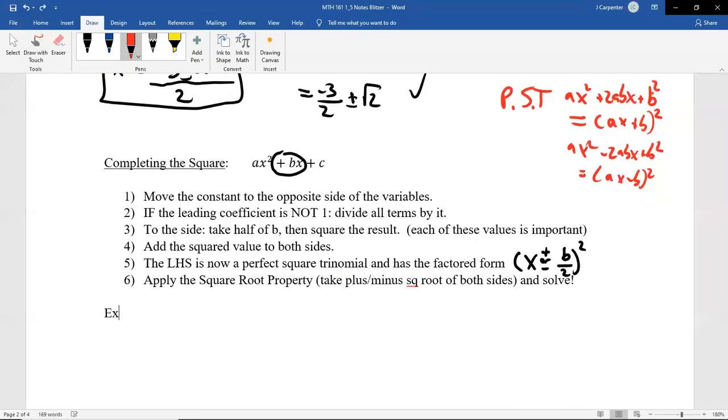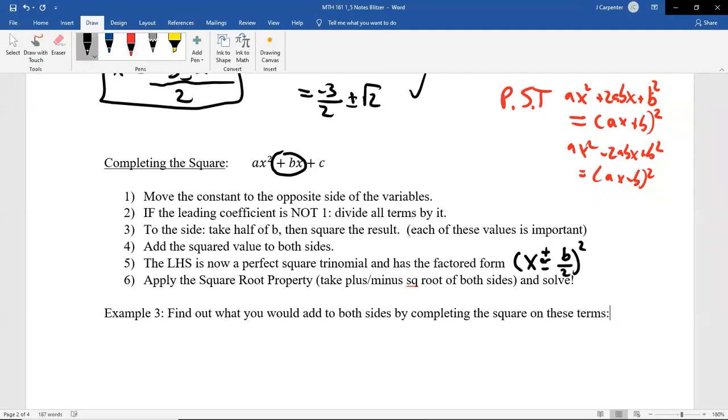We are not going to do all of this at once. Example, what are we up to? 3. Find out what you would add to both sides by completing the square on these terms. So this is kind of an interesting example in that my pen has died. There we go. x squared plus 12x.